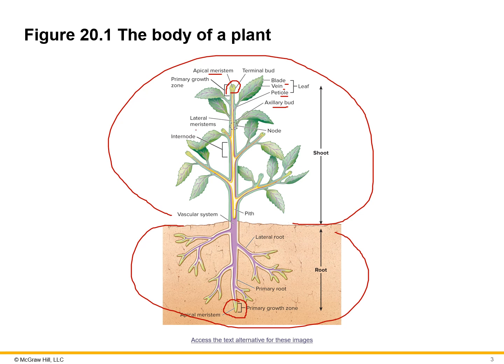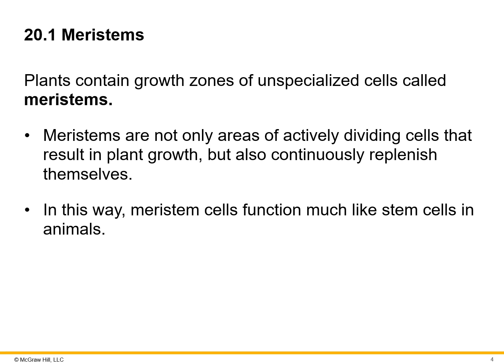We also have what are referred to as lateral meristems, which allow the stem to continue growing laterally. A node is the point of attachment of the leaf to the stem, and the internode is the space between two nodes. Down in the roots, of course, we have monocots and dicots. Regardless, we have a primary root that has that apical meristem, but there are also lateral roots that come off.